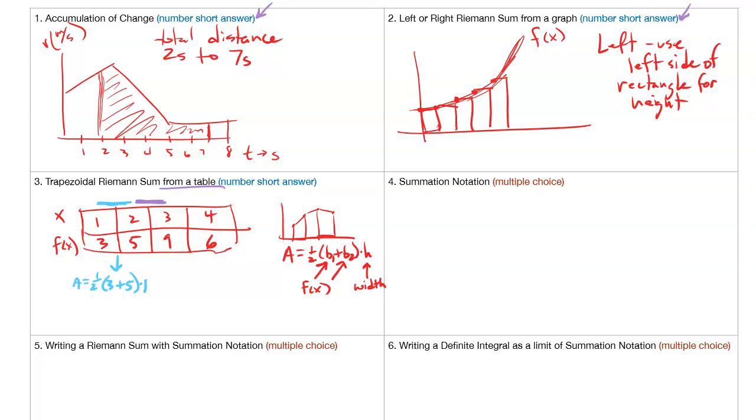Our second trapezoid would be 1/2. Base 1 is now 5. Base 2 is now 9. Width between them is 1. And I guess pink, yeah, that shows up. Our third trapezoid would be from 3 to 4. So that would be 9 plus 6 times the distance between 3 and 4.